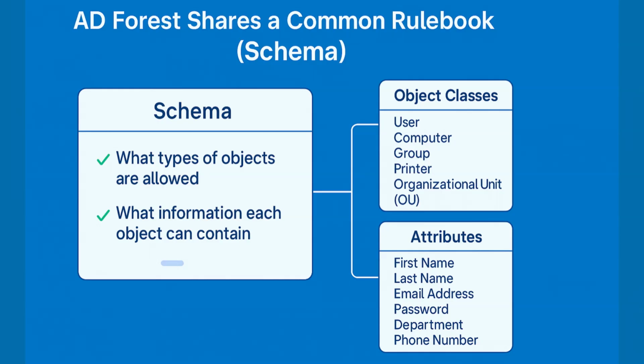For example, a user object can have a first name, a last name, an email address, a password, a job title, a department, and many other attributes. Similarly, a computer object has its own set of attributes, such as the operating system or its last logon time. The schema ensures consistency across the entire forest. Every domain in the forest follows these same rules, which makes the directory predictable, stable, and easy to manage.